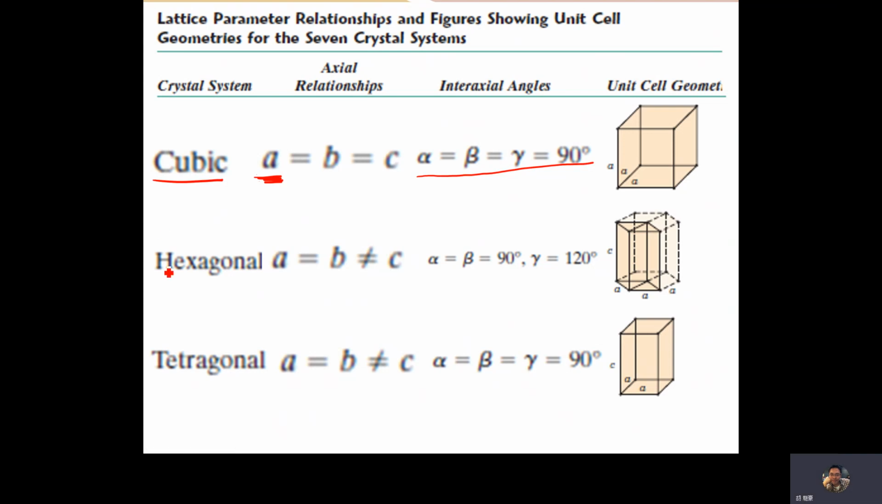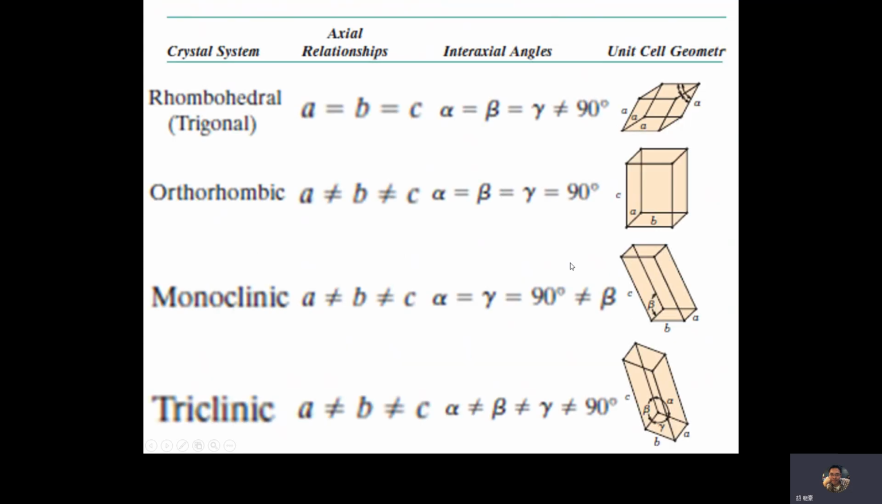For the hexagonal, A equals B is not equal to C, and alpha equals beta equals 90 degrees, and gamma equals 120 degrees. It's called the hexagonal structure. Therefore, you can go through these slides. They will tell us how those seven crystal systems relate to the geometric parameters.